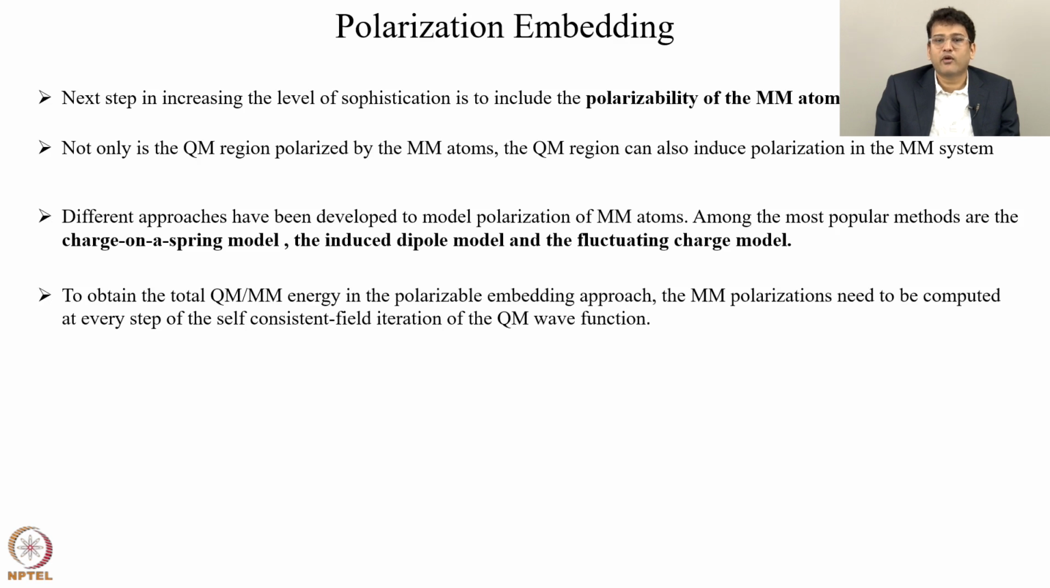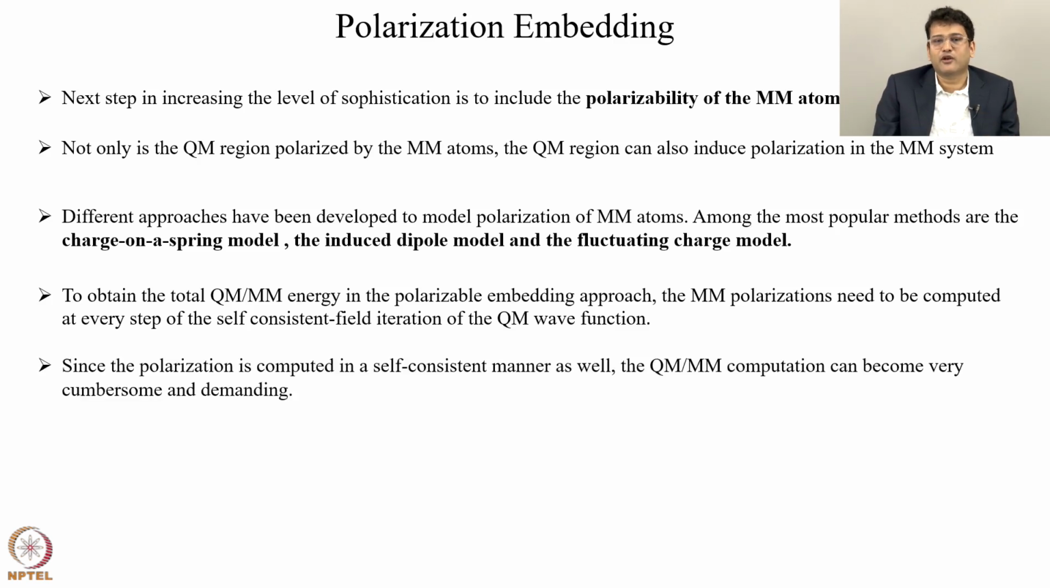To obtain the total QM/MM energy in the polarizable embedding approach, the MM polarization needs to be computed at every step of the self-consistent QM wave function. So, for a certain level of MM polarization, you start with a guess, do one iteration of the QM, take the QM region and back-polarize the MM, and again iterate the MM polarization, and it goes back and forth. So, sometimes they are more difficult to converge, since the polarization is computed in a self-consistent manner as well. The QM/MM computation can be very cumbersome and demanding.